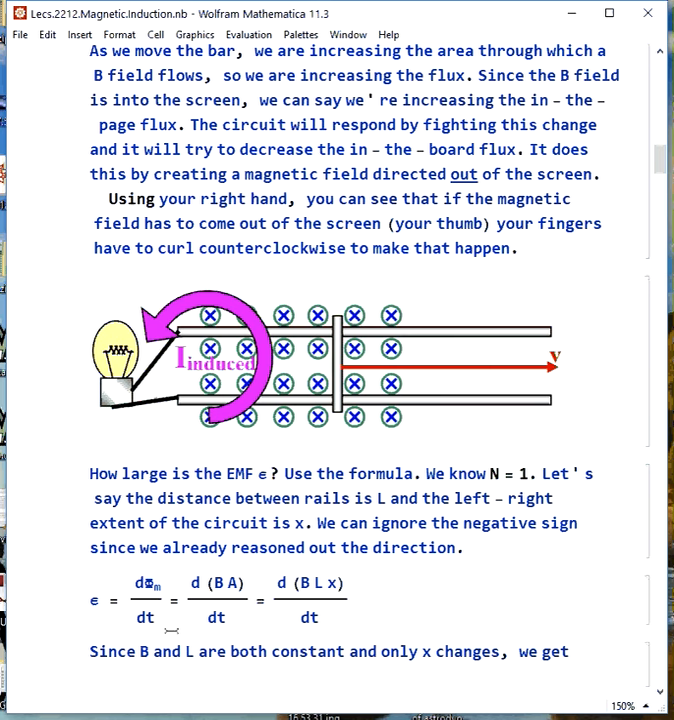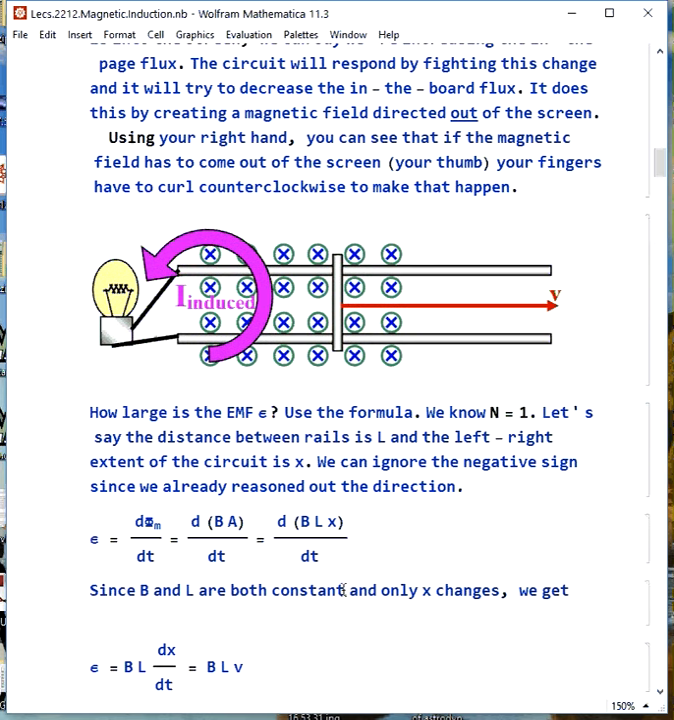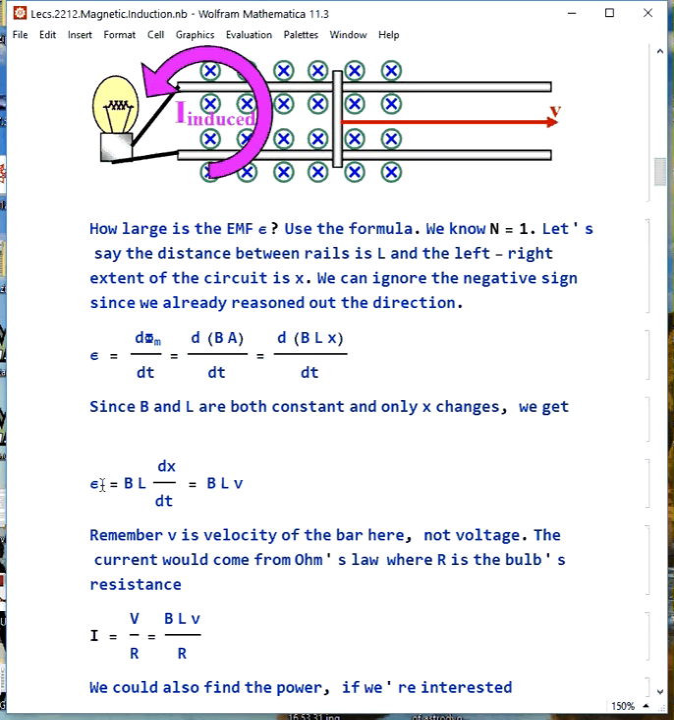So our dΦ/dt becomes d(BA)/dt, really BA cosine theta, but the angle between B and A never changes. It's always 0, so that cosine theta is 1. We can write the area as L times X, so we've got d/dt of BLX. L is constant, the rails aren't moving closer together or anything. B is constant, X is the only thing that changes. So we can write this as BL dx/dt, or BLv. Don't forget this v is the velocity of the bar, it's not a voltage.